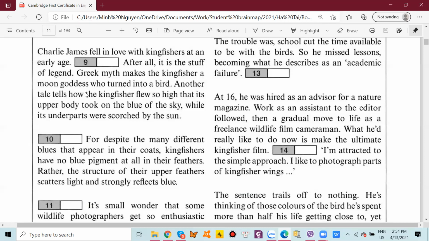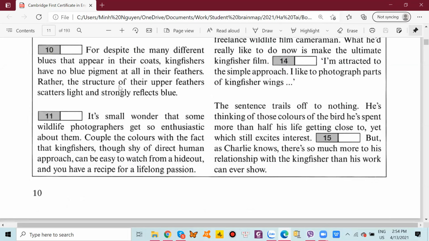When you use the word sun, it means shine. Sunlight shines directly from the sun. So they use the word scorch for sunlight that is aimed at something. So you got the situation? Okay, very good. Let's move to this one.